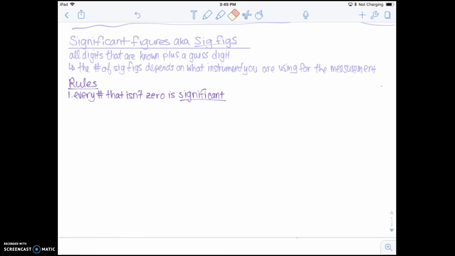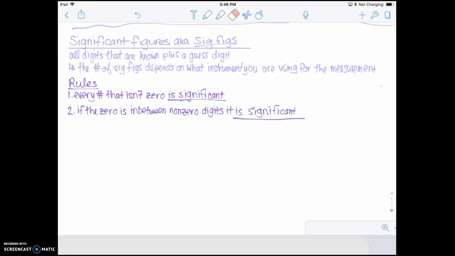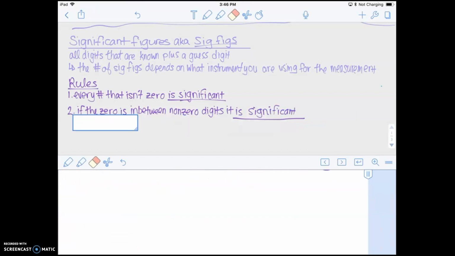So our first rule is that every number that isn't 0 is significant. So that means 1, 2, 3, 4, 5, 6, 7, 8, 9 are all significant. Our second rule is that if the 0 is in between non-zero digits, it is significant. So let's see if I can write this at the same time. I like to call this rule the sandwich rule.